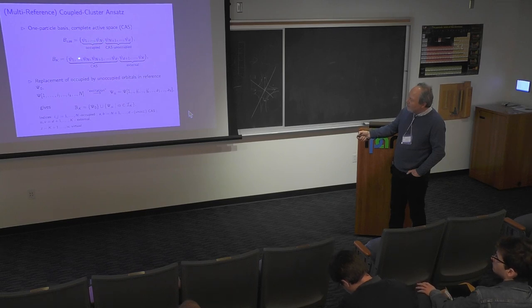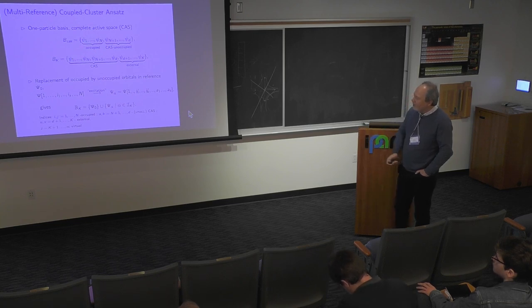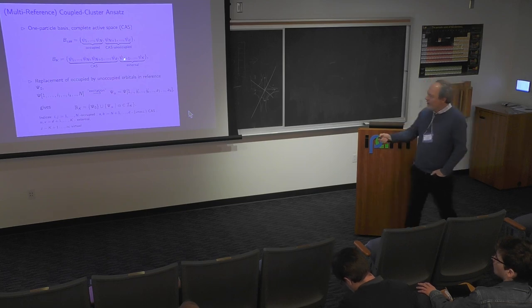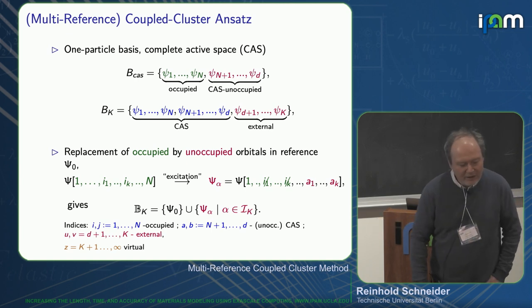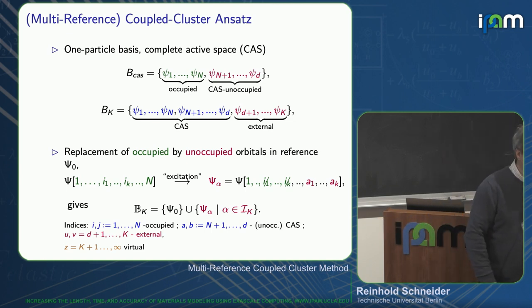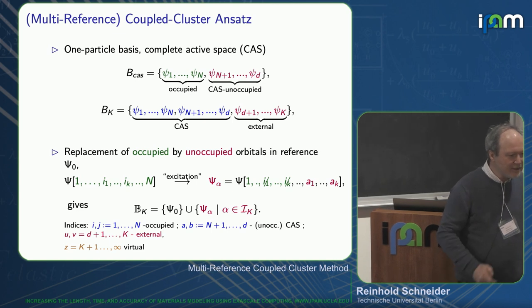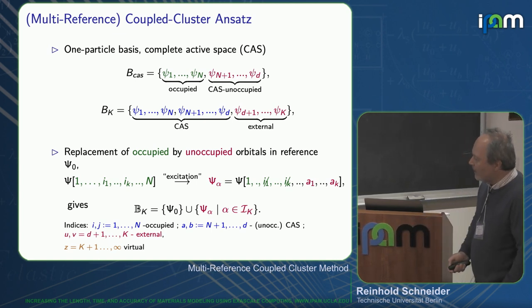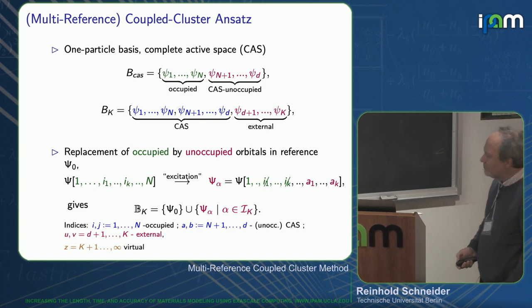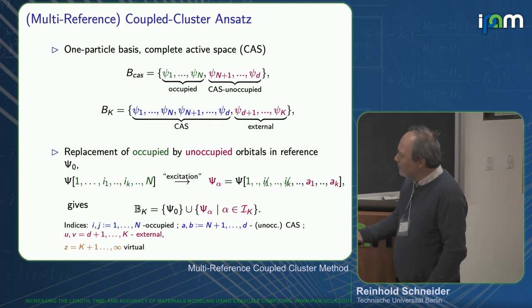So you can already divide this into active, occupied ones, and so on. Here, for simplicity of presentation, I make them all active. So this basis set here is a basis for defining the CAS full CI space. It's a smaller space. And these are the external ones.